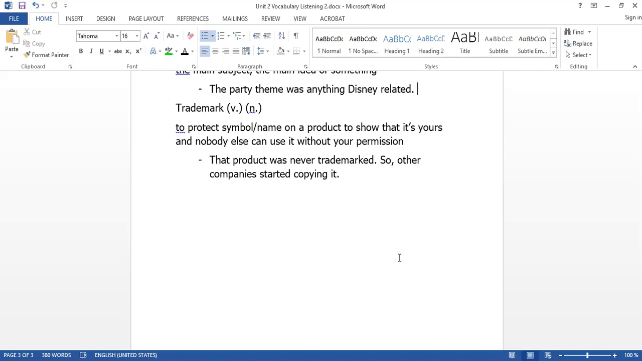If you want it, you have to ask me first, okay? Or if it's a trademark, it's a symbol, it's a name, that's all, okay? For example, that product was never trademarked, so other companies started copying it.